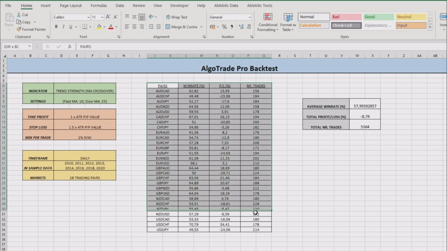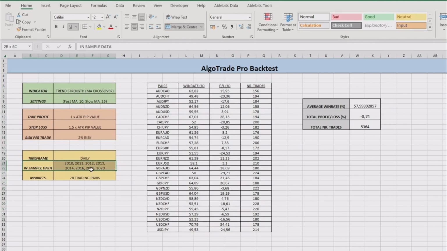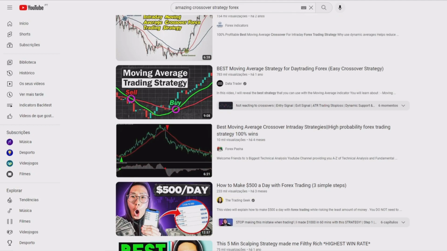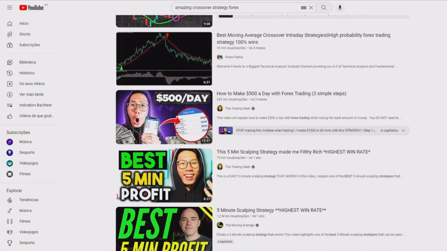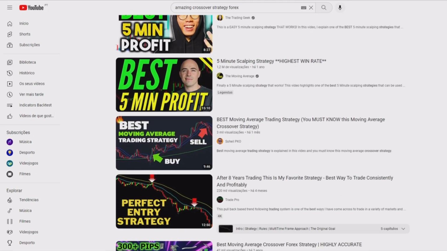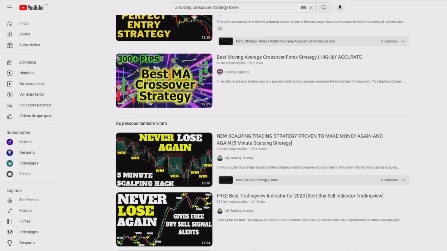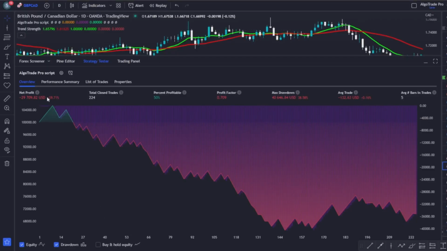Here are all our backtest results from 8 years, and we can see that after 5,364 trades, our moving average crossover strategy has an average win rate of 58% and a profit of minus 8.74%. Although many sources on Google and YouTube announce that this strategy is one of the best for forex trading, we can confirm that in reality this is not the case.